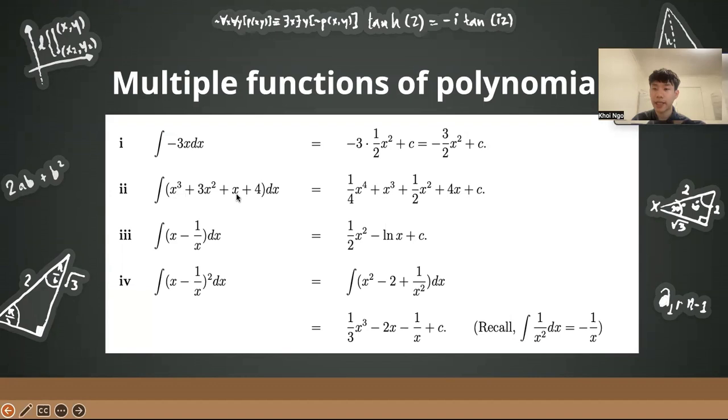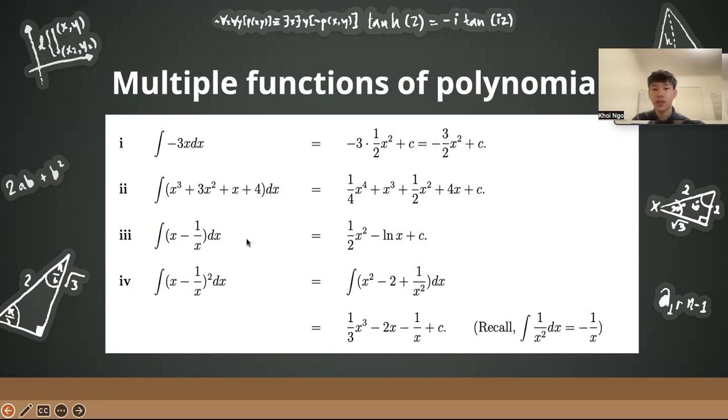Keep going with plus x. The antiderivative of x is x squared on 2, so we have a half x squared here. And then plus 4. The antiderivative of 4 would be 4x. Why is that? Because we can imagine it is 4 times x to the power of 0, and the antiderivative of x to the power of 0 is x to the 1 on 1. That's why we have 4x here. And then don't forget to add C at the end.